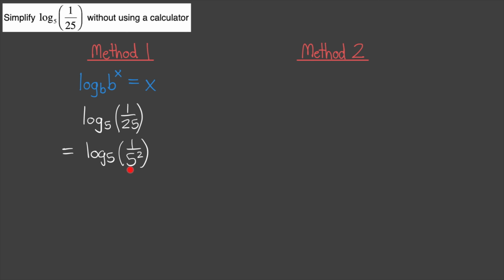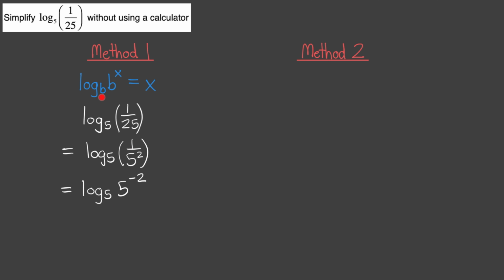Now we don't want the 5 to be on the bottom. We want to move this 5 squared to the top. So what do we do to move this 5 squared to the top? Well, the exponent is positive here, so it'll become negative. So let's rewrite our log. So we have log base 5, and then when we move the 5 squared up, it becomes 5 to the negative 2. All right, so now this is in good form.